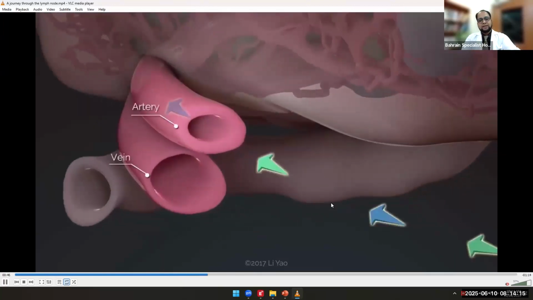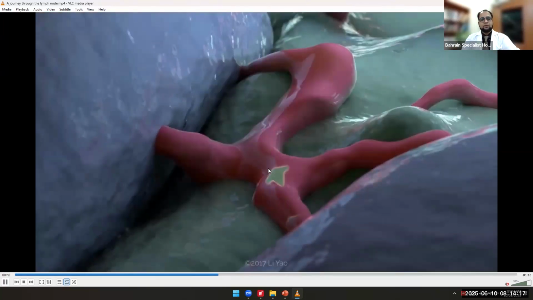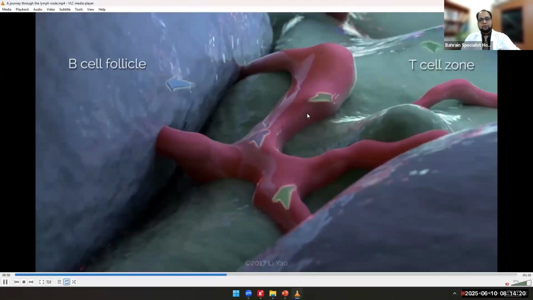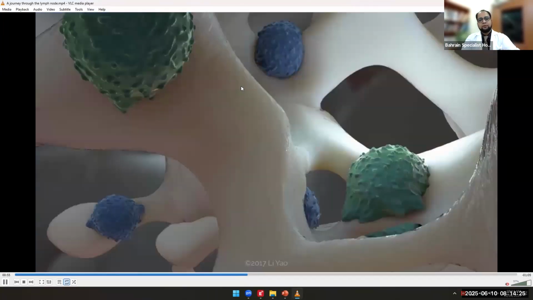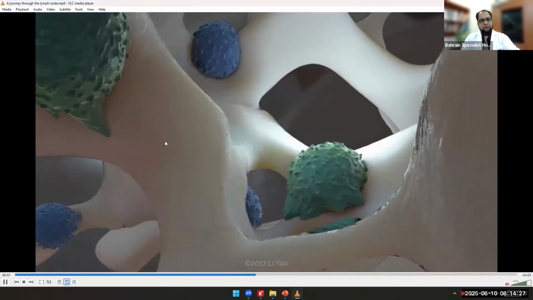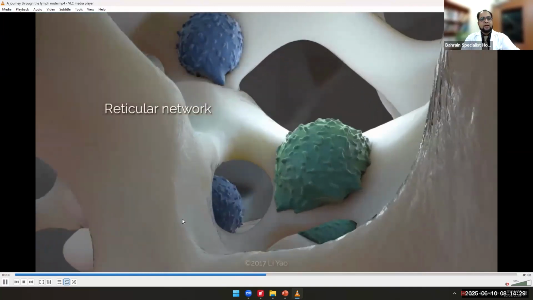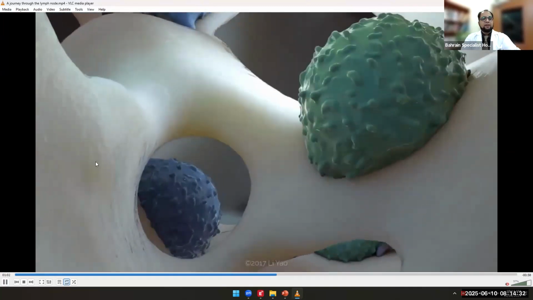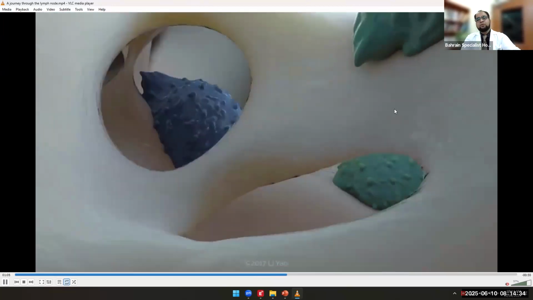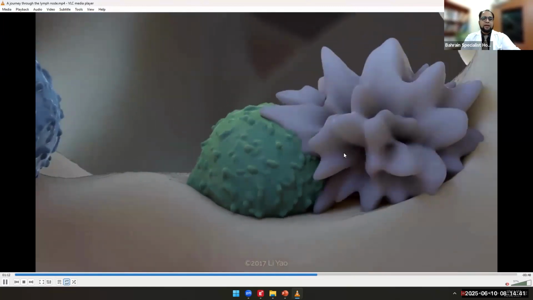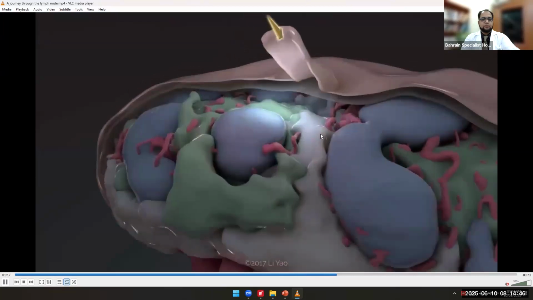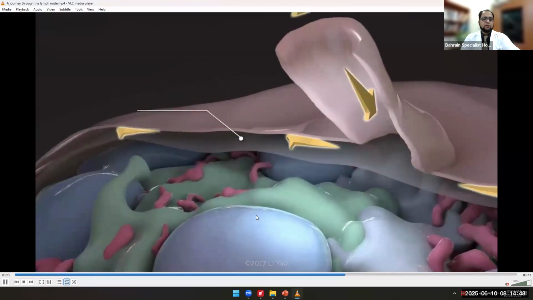So T and B cells enter the circulation through the artery. Once they enter the lymph node, they go to their respective zones, the T cell zone and B cell zone, through the high endothelial venules. And within the lymph node, there is a reticular network that is maintaining the architecture of the lymph node as solid. These cells just slide through this reticular meshwork, which is a very micro network. And here the antigen presenting cells, the dendritic cells, these are the dendritic cells with pseudopods, present the antigen to the lymphocytes.